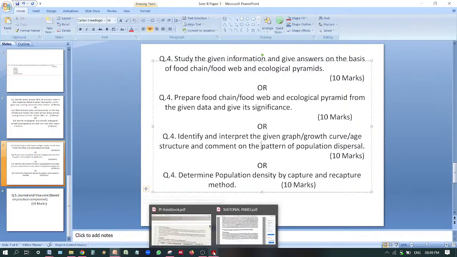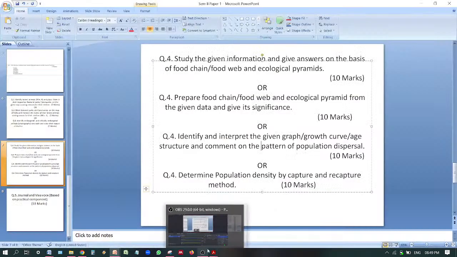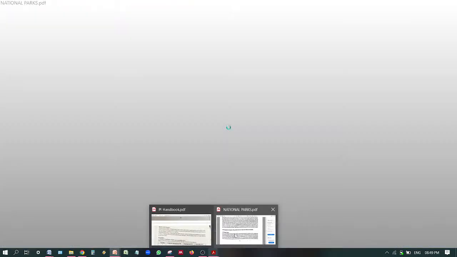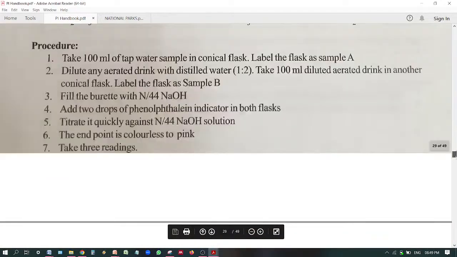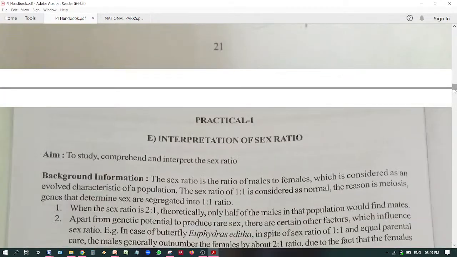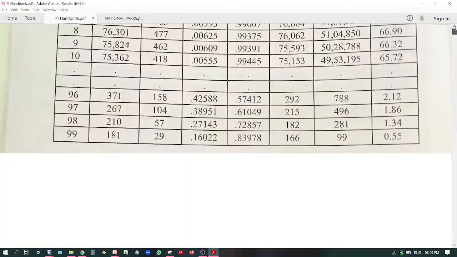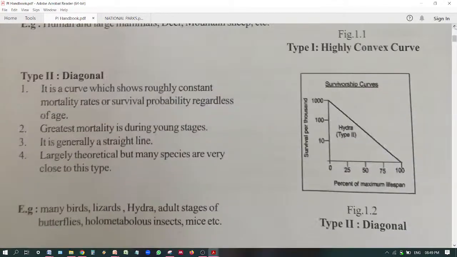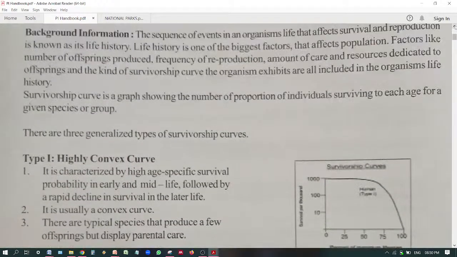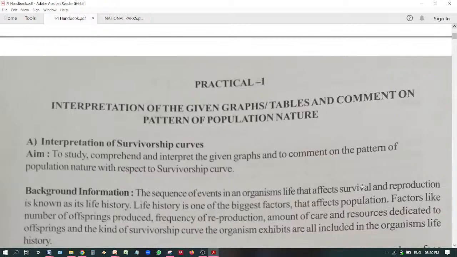I will just go through this quickly. On question number 4, this option. Because this we have done at the beginning only. So this type of graph will be given. On the basis of that, you will be asked to write down the answer. So, interpretation of the given graph, tables, and comment on the pattern of the population in nature.